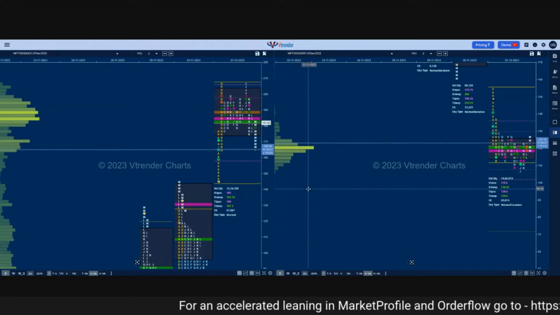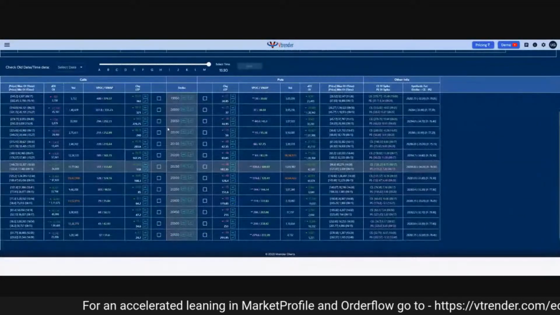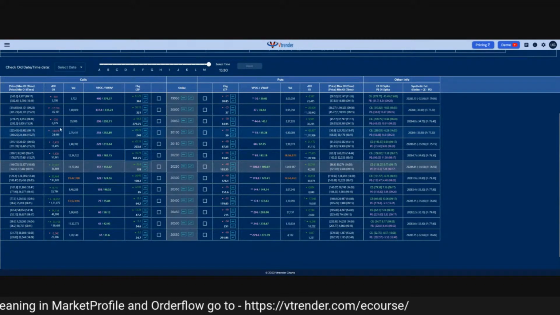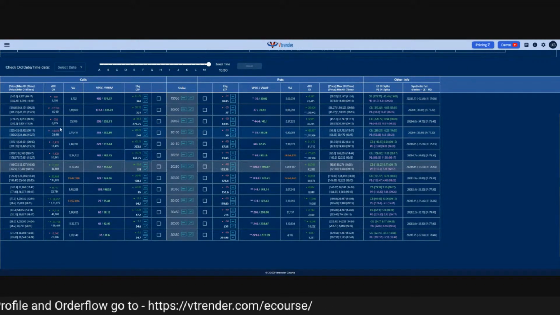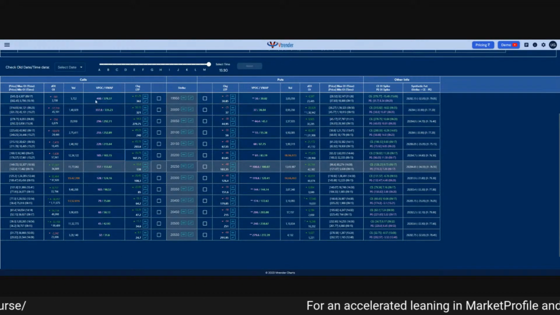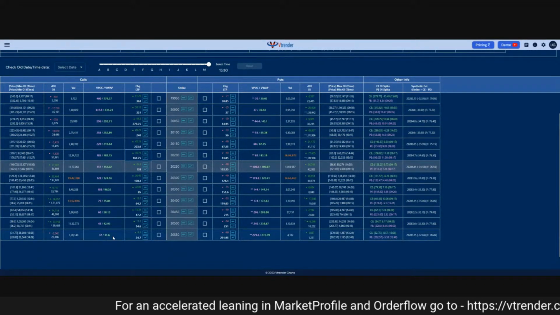So coming back to the option table, yes, we have this open interest, the day's open interest, delta open interest, which is the change of open interest from previous day to today. And then we have the market profile references, which is the POC and the VWAP. We have it for the call and the put.